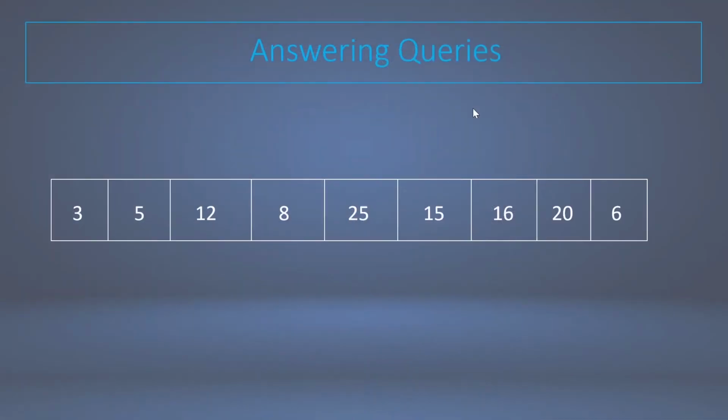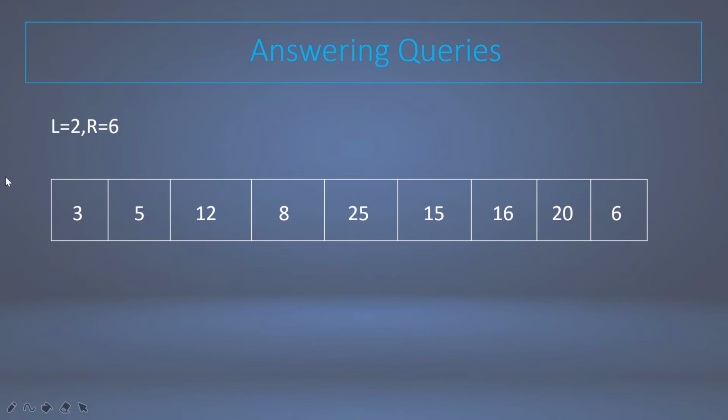Let's see. Suppose this is an array we are given. This is an array of length 9, I guess: 2, 4, 6, 8, 9. Okay, 9. So we have to answer what is the maximum element of any range. Suppose the range is 2 to 6, so this is 2 and this is 3, 4, 5, 6, this is 6, right? So we have to tell what is the maximum element in this range, right?